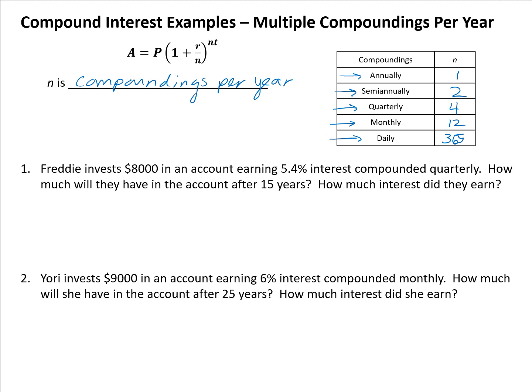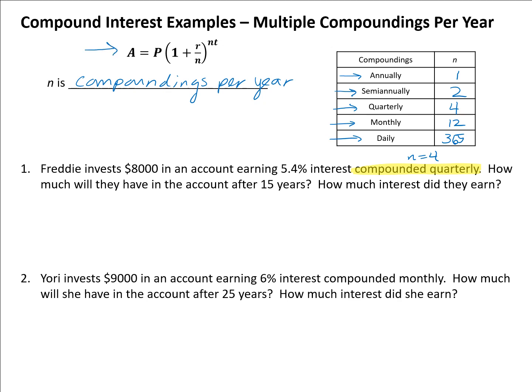Problem number 1, Freddie invests $8,000 in an account earning 5.4% interest compounded quarterly. Notice the wording here, compounded quarterly. How much will they have in the account after 15 years and how much interest did they earn? Well, compounded quarterly means that we have N equal to 4. So we need to plug the information that's given in this problem into our formula for compound interest.